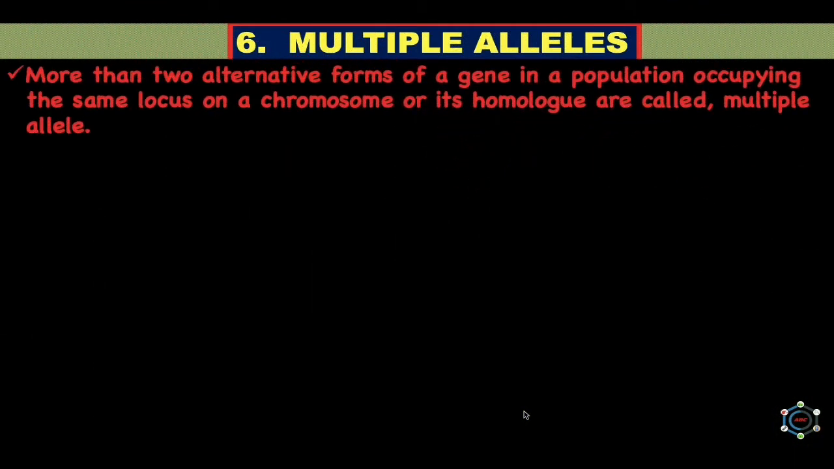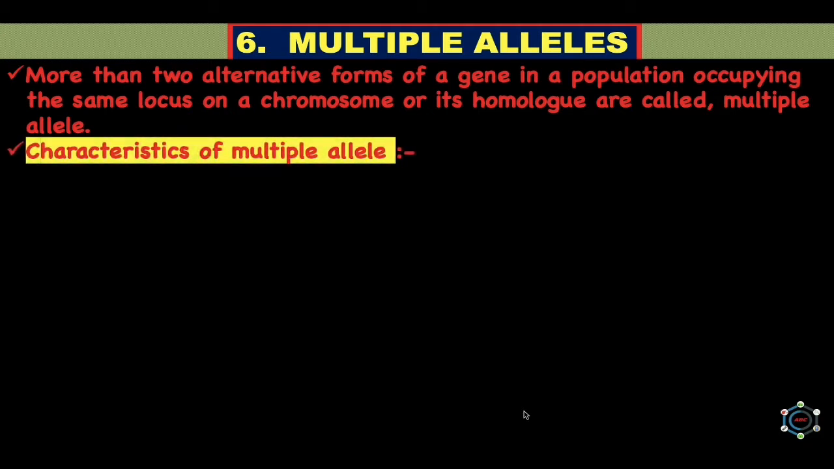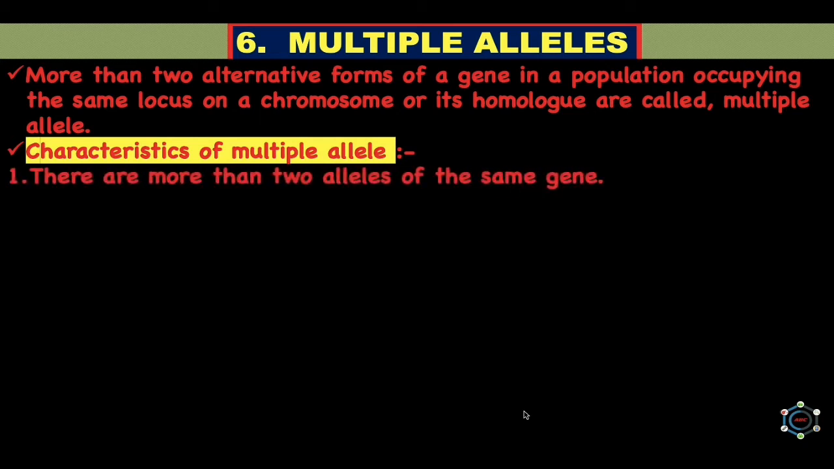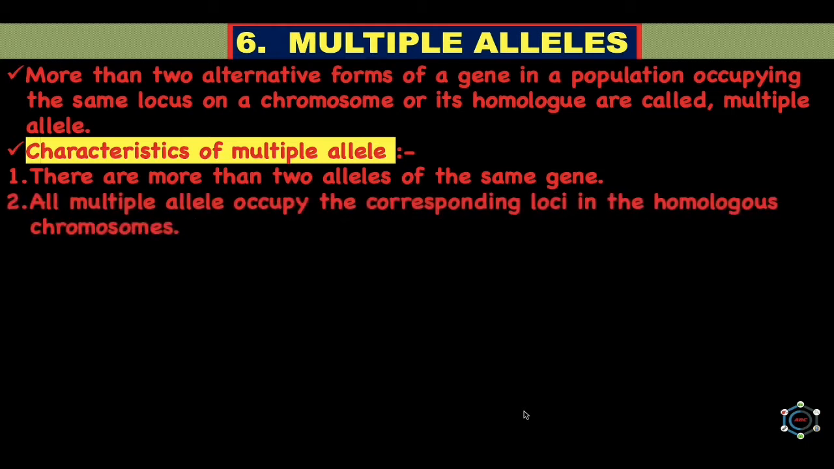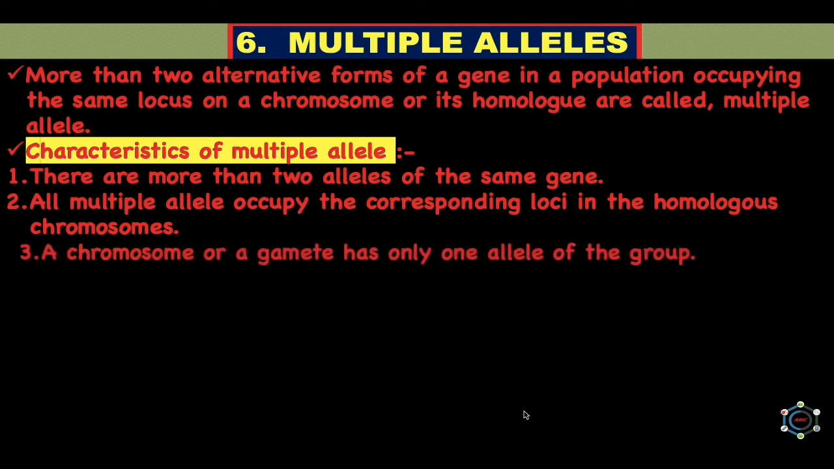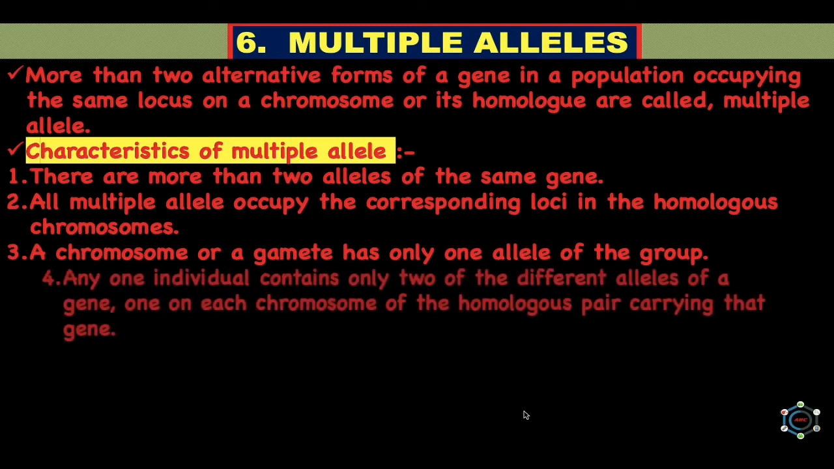Now, multiple alleles. More than two alternative forms of a gene in a population occupying the same locus on a chromosome or its homologue are called multiple alleles. There are some characteristics of multiple alleles. The first one is that there are more than two alleles of the same gene. All multiple alleles occupy the corresponding loci in the homologous chromosomes. A chromosome or a gamete has only one allele of the group.